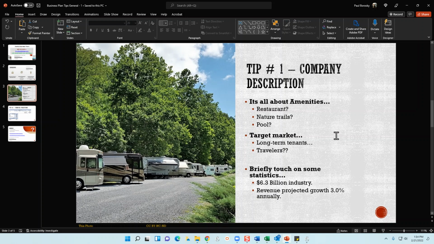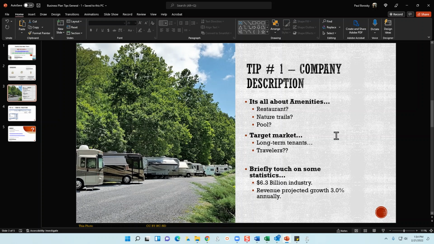When people are traveling and they've got their RVs, they're going to be traveling a lot, and they like their amenities. Some of the amenities may include a restaurant on site or very close by. You might have nature trails. You could have a pool. You can have a boating dock. Whatever your amenities are, make sure to list them in detail.